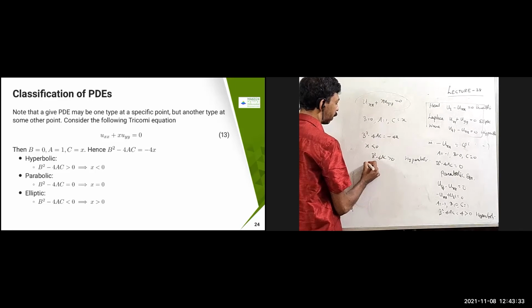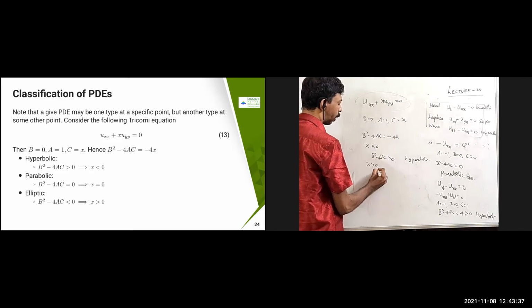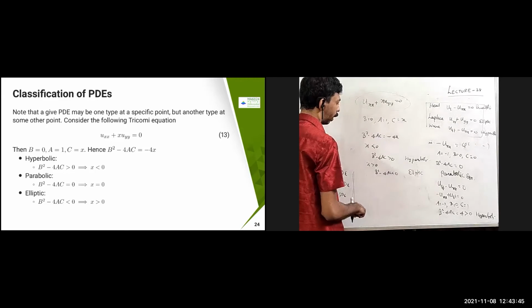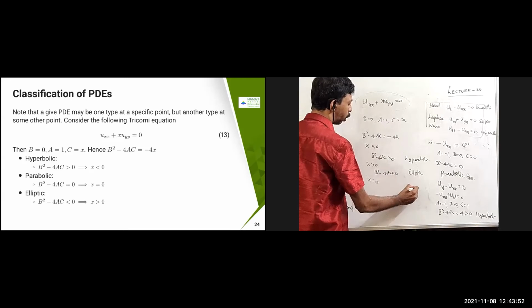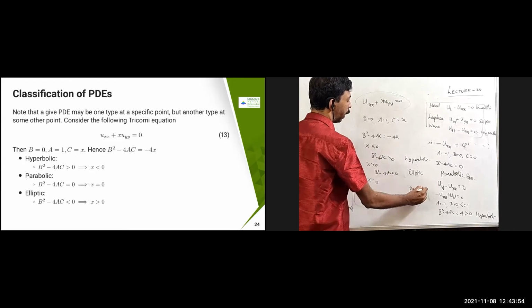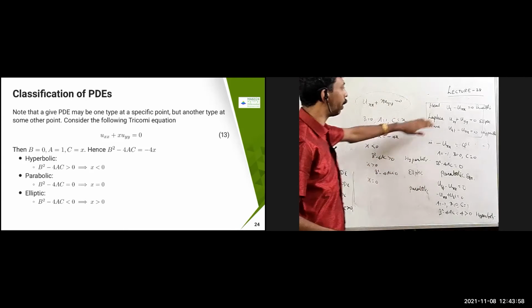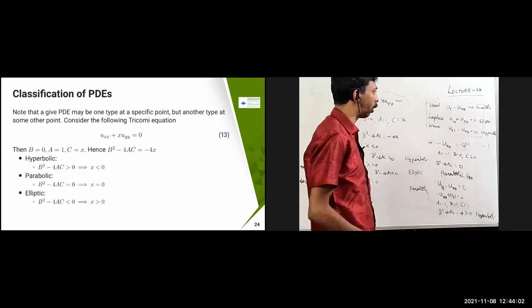Now, if x is greater than 0, in that case it is going to be negative. So b squared minus 4ac is less than 0, which means it is going to be elliptic. x greater than 0 means elliptic. And x equal to 0, this is going to be 0, so in that case it is going to be parabolic. The equation is the same, but depending on the region, it changes. When everything is constant, you don't get this problem; you get only one classification.